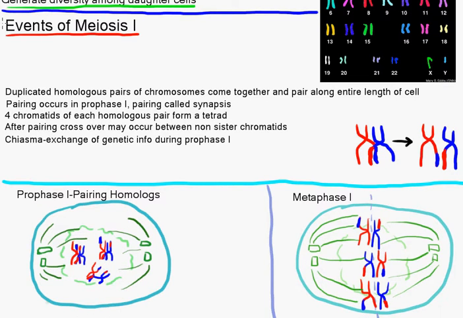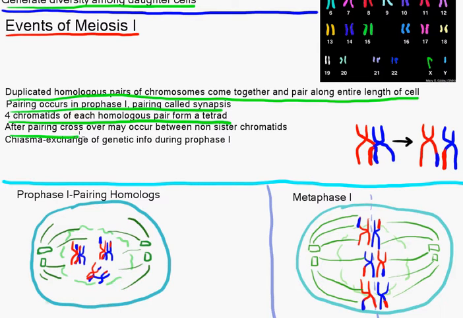And events of meiosis 1. Duplicated homologous pairs of chromosomes come together and pair along the entire length of the cell. Pairing occurs in prophase 1. This pairing is called synapsis. 4 chromatids of each homologous pair form a tetrad. After pairing, crossover may occur between non-sister chromatids.